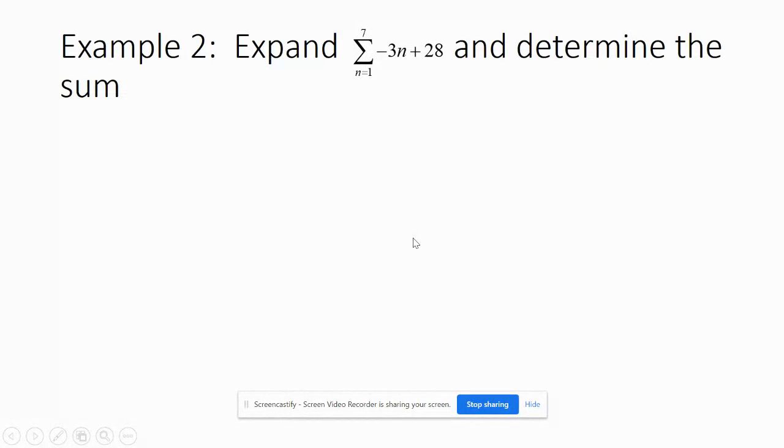Example 2, we have from n equals 1 to 7, the sum of negative 3n plus 28. So if n equals 1, we have negative 3 times 1 plus 28, which is 25. If n equals 2, we have negative 3 times 2 plus 28, which equals 22.